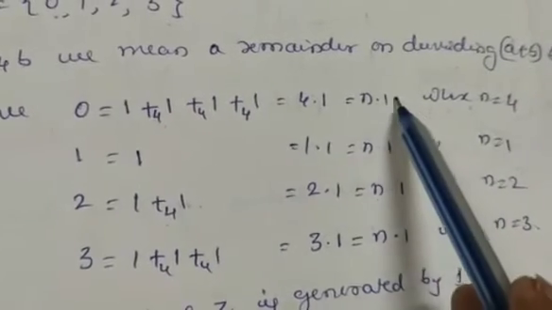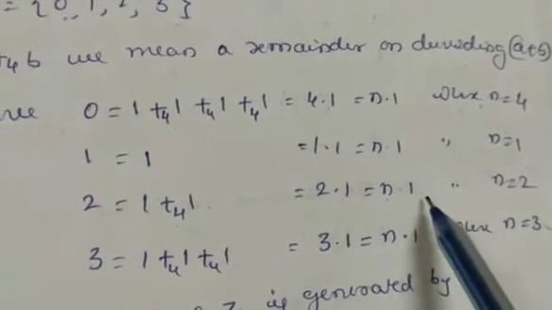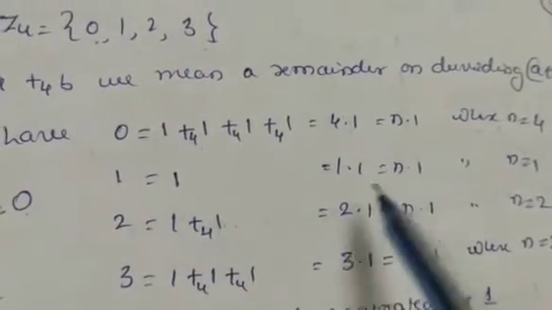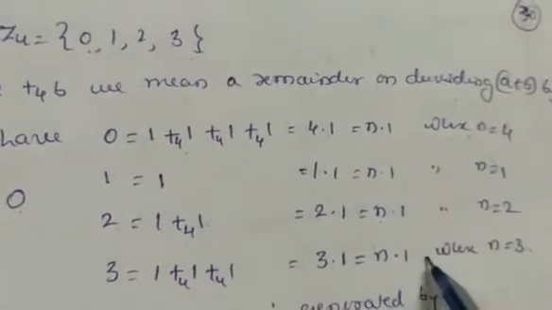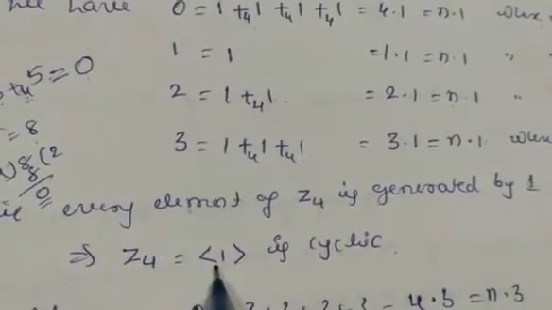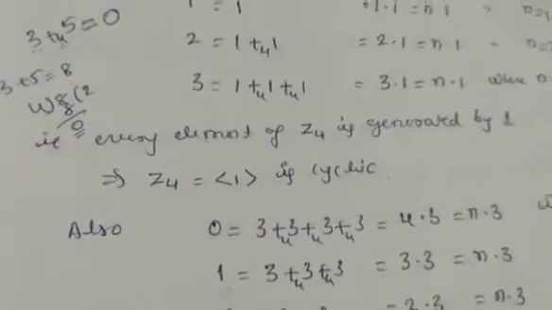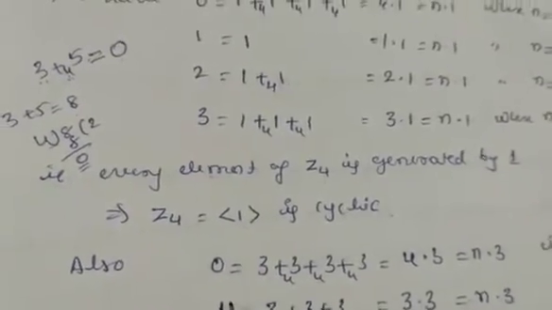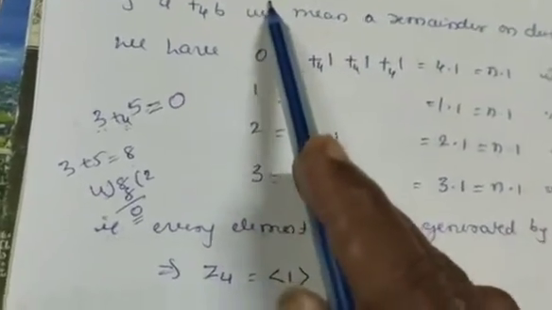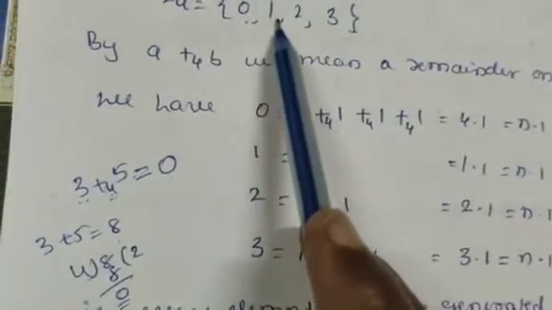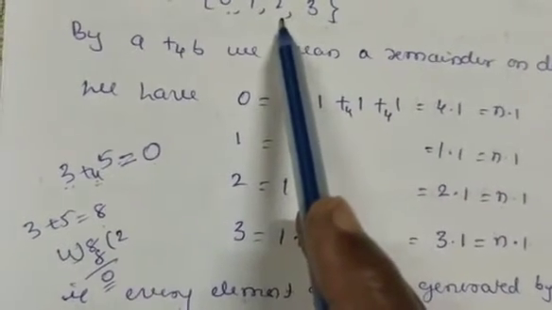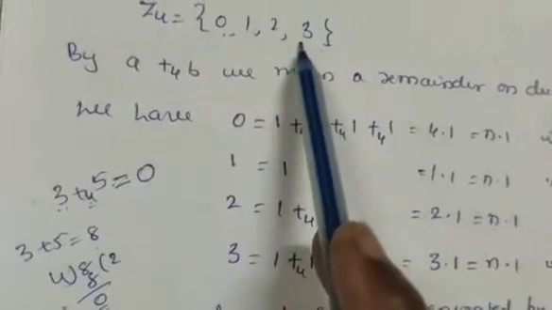That is, all the elements are in terms of 1 only. This 0, 1, 2, 3 can all be expressed in terms of 1 only. Therefore we can say that it is a cyclic group generated by 1. Similarly, we can verify it for another element also. Suppose we have done it for 1. Next, let us verify it for 2. If we do not get it for 2, then we can verify it for 3.